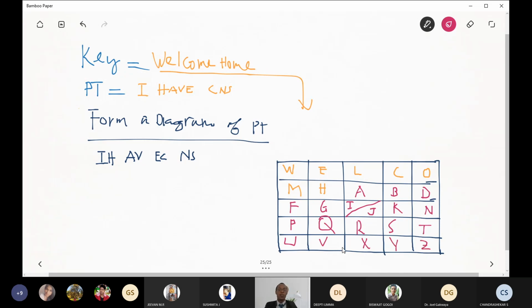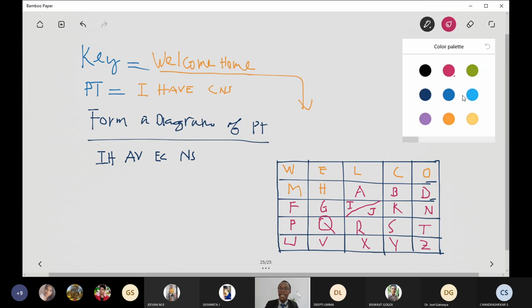Correct. Excellent. Good. Now we fill this one. Next is very important, to form a ciphertext. Now to form a ciphertext, you look at your digraph. Come to your digraph.